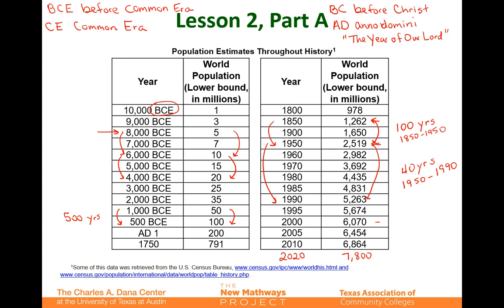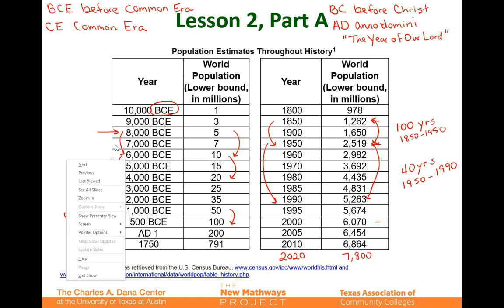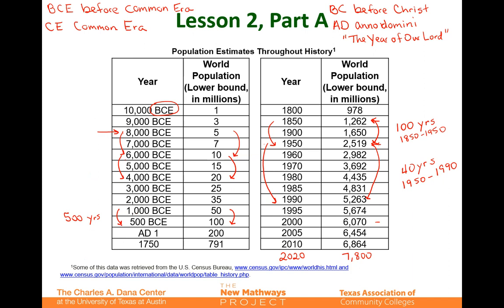In these earlier times, it was taking about 2,000 years to double the population. Then only 500 years, and notice from here to here also took 500 years. So they've cut the doubling time down considerably. But if we jump way up to about 1850, the doubling time has been cut to 100 years. And then from 1950 to 1990, it's cut to only 40 years. Our population is definitely growing faster and faster.